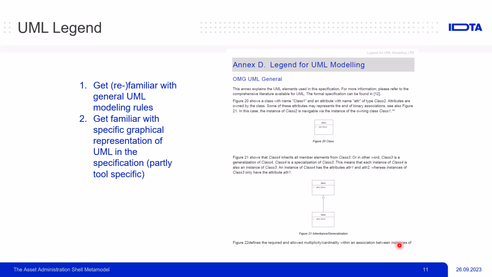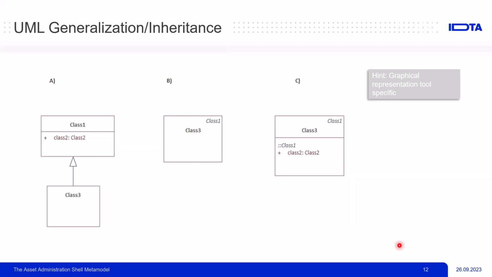Okay, UML: just a very, very short overview on the most important concepts of UML that you need to understand so that you can read the specification. The first one is for sure inheritance. What is important here is that these three representations are identical. They are just different representations. This is probably the one you know, this arrow. It's saying that class 3 is inheriting all attributes of class 1.